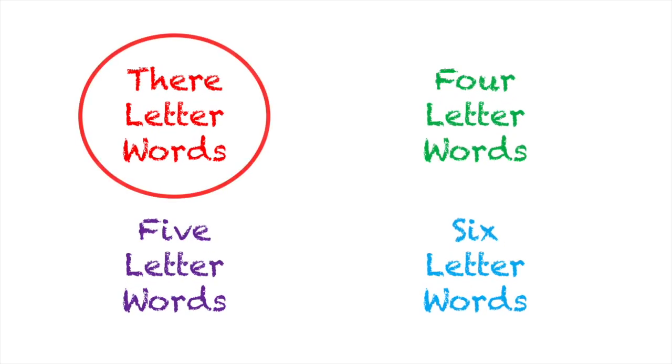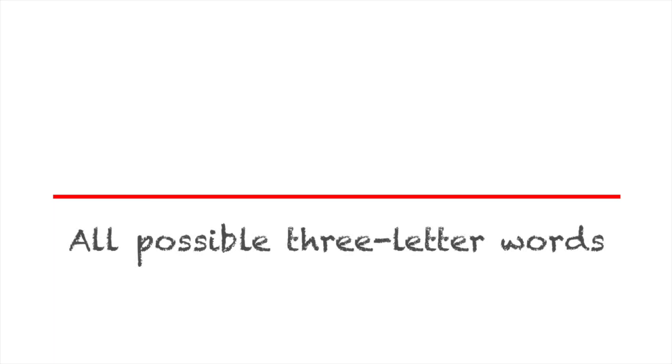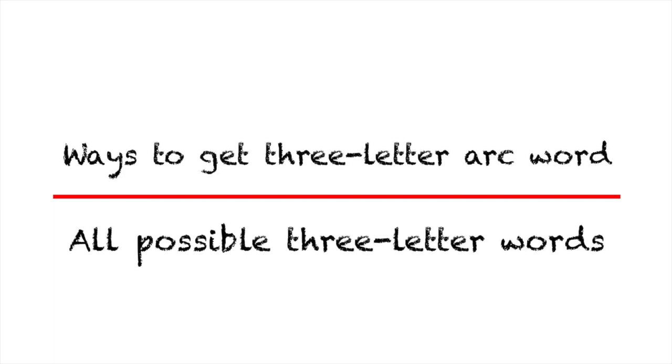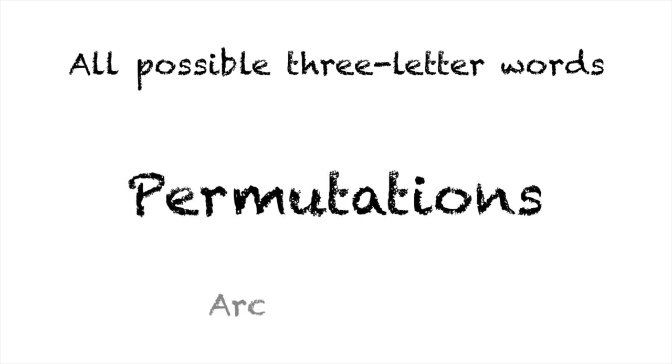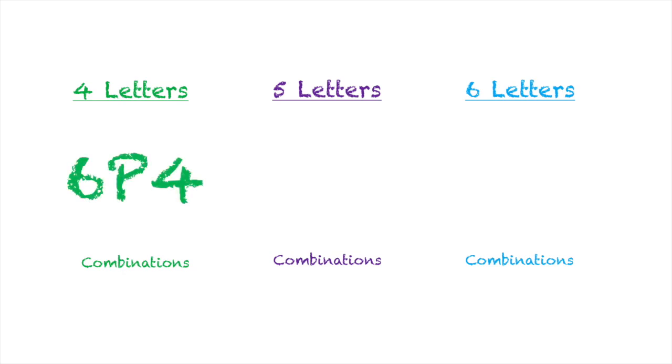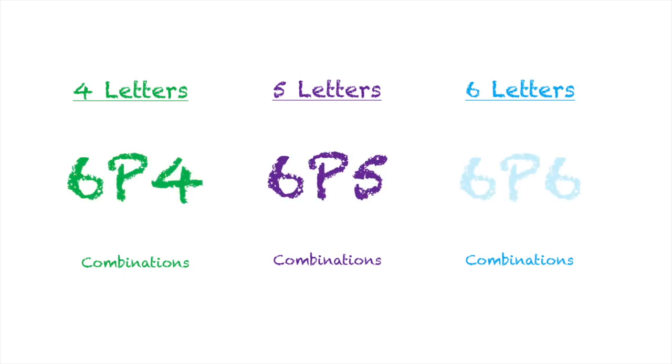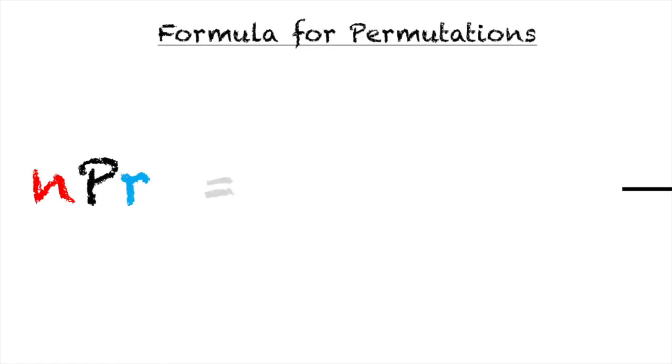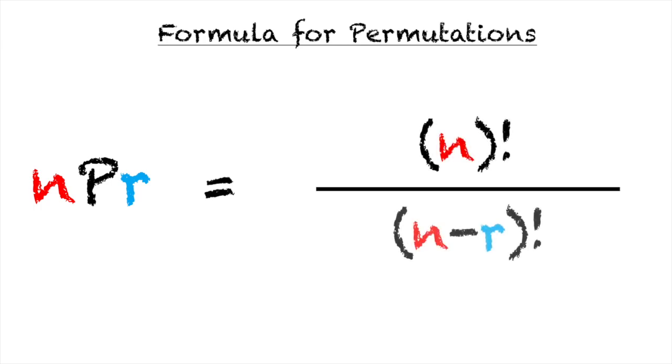Now, to find the probability for each type of word, let's start with 3 letters for example, we must divide all the ways you can get a 3-letter arc word by all possible 3-letter combinations. To find all possible 3-letter combinations, we'll be using permutations, since order matters in words. In this case, there would be 6P3 total combinations for 3-letter words, since we are choosing 3 letters from 6 letters. This means that there are also 6P4 combinations for 4-letter words, 6P5 for 5 letters, and 6P6 for 6 letters. The formula for permutations for nPr, for example, is n factorial over n minus r factorial.